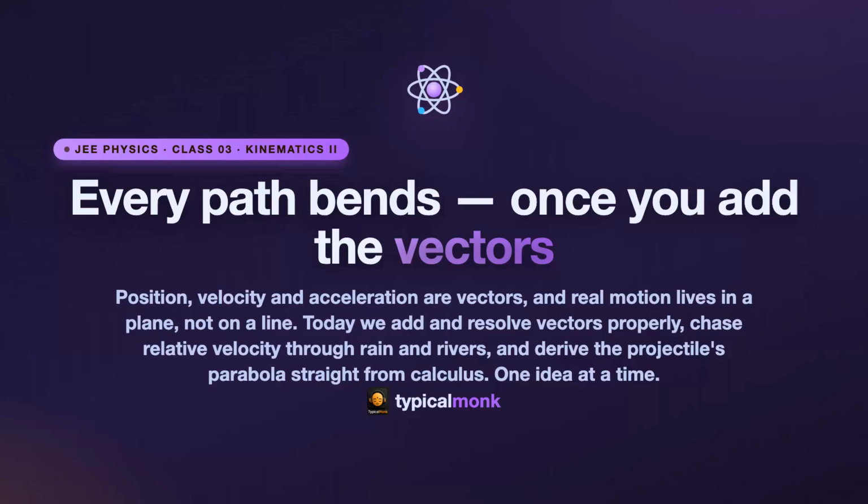Today, we learn to add, resolve, and multiply these arrows properly, chase relative velocity through rain and rivers, and derive the projectile's parabola using nothing but calculus. And here is why this chapter rewards JEE aspirants specifically. NEET rarely touches vectors properly or asks about an incline, but JEE builds whole numericals on exactly this. Take a slow breath. Let us begin.